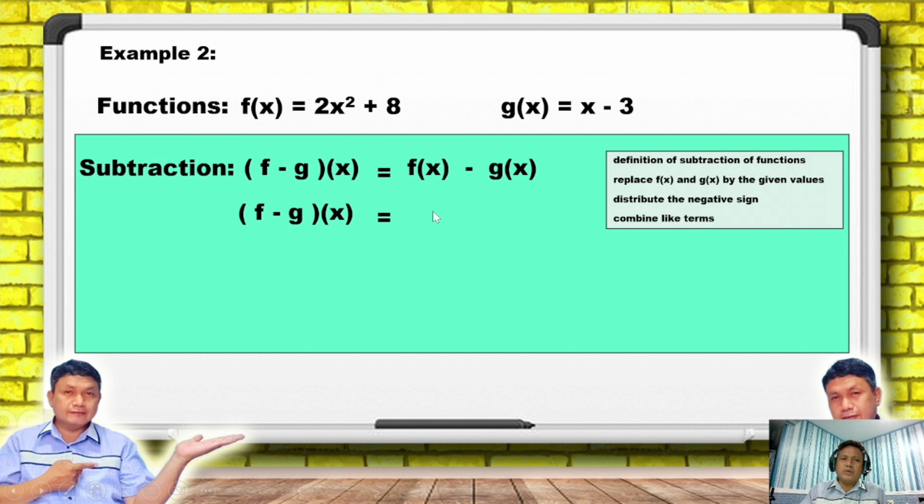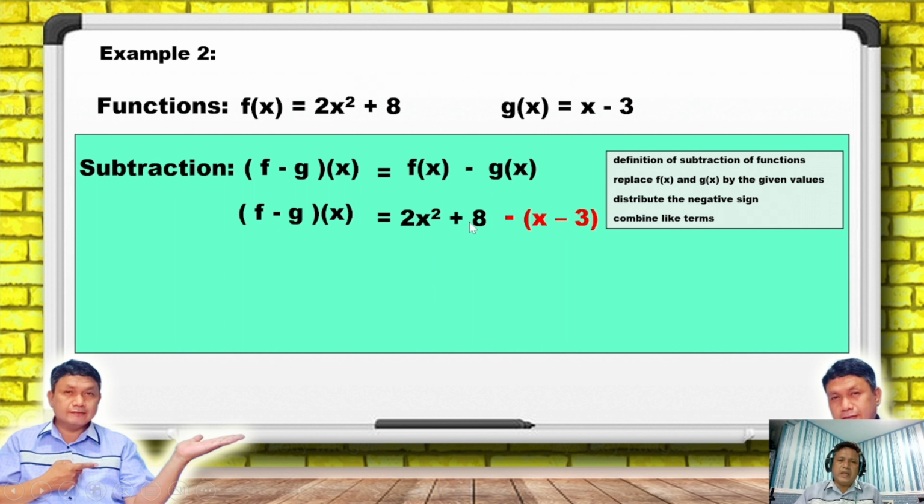So therefore, we have quantity f minus g of x is equal to, so let us write the value of f of x. So we have 2x squared plus 8, copy the minus sign, then we have x minus 3. So, same with our previous example, nilagyan ko lang po siya ng parenthesis para alam mo na yung subtrahend ay papalitan natin ng sign. Kaya nga po nakalagay dito ay distribute the negative sign. At ibig sabihin, ito itatimes natin dito isa-isa. So, what will be the answer?